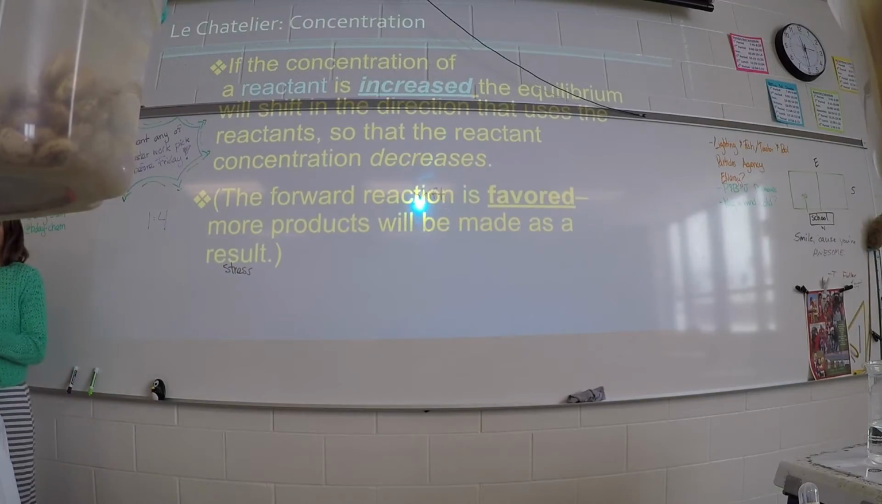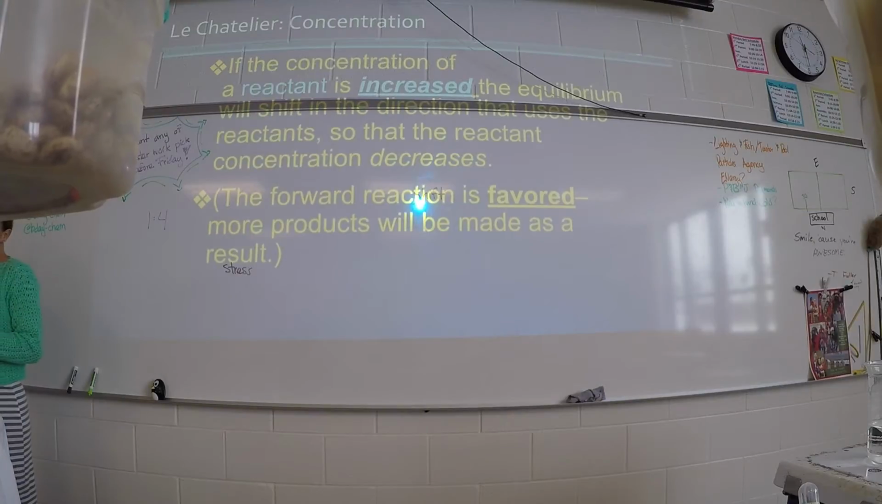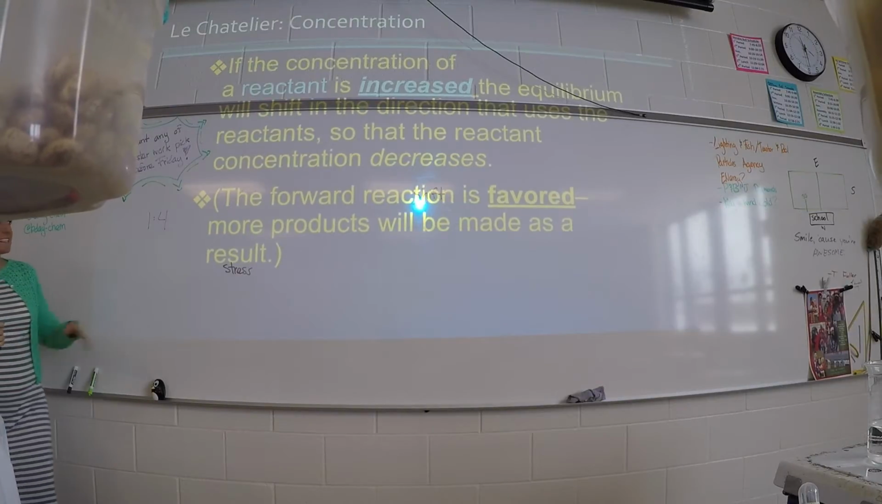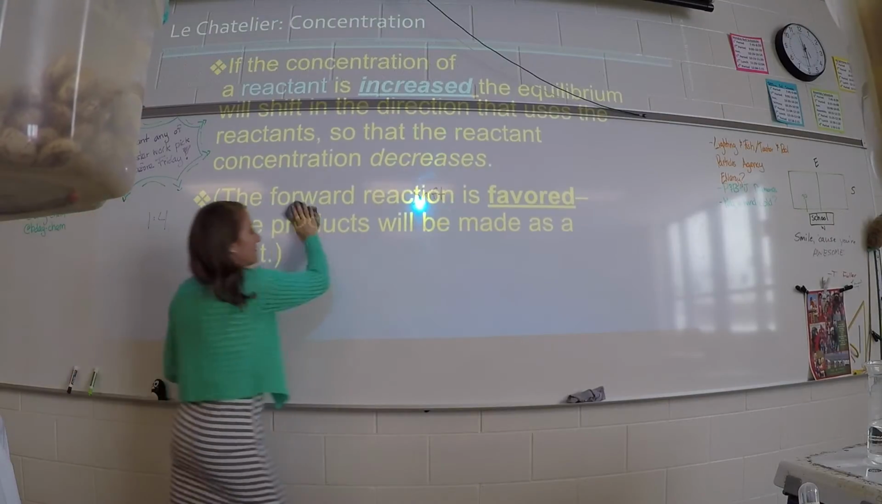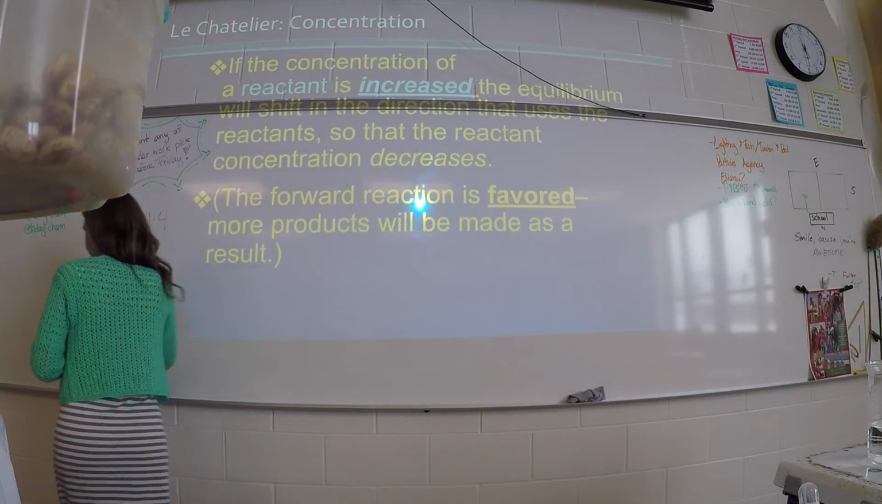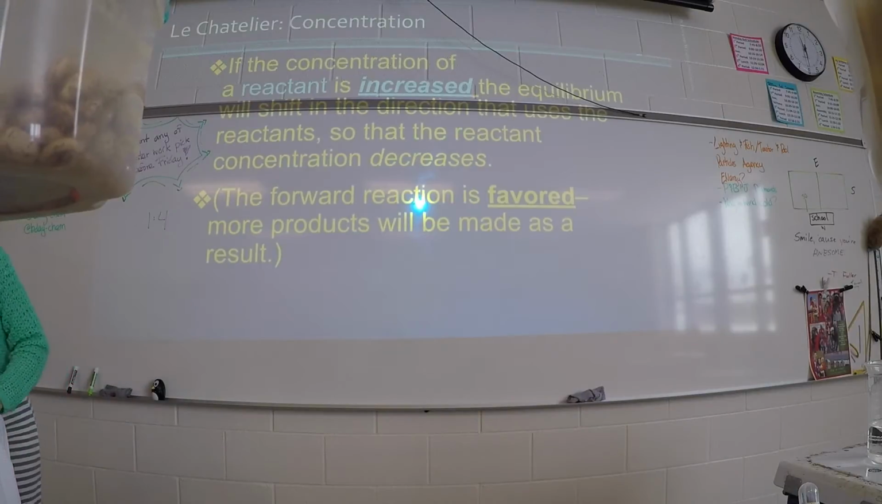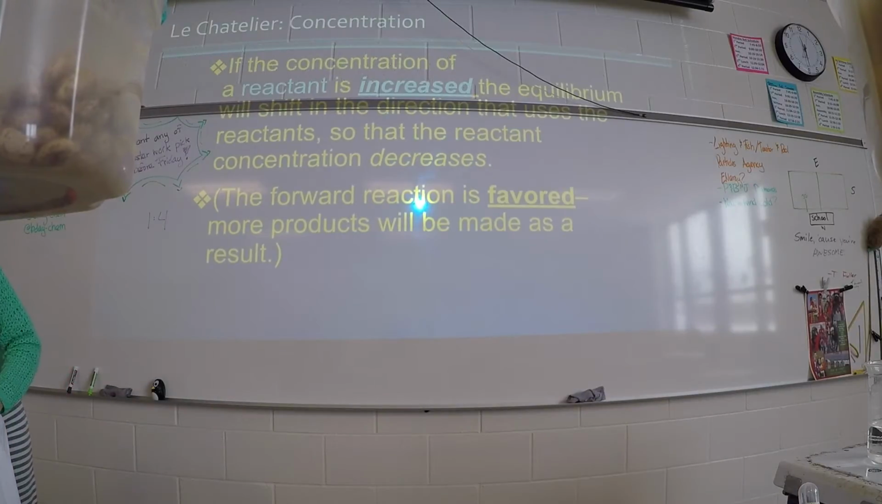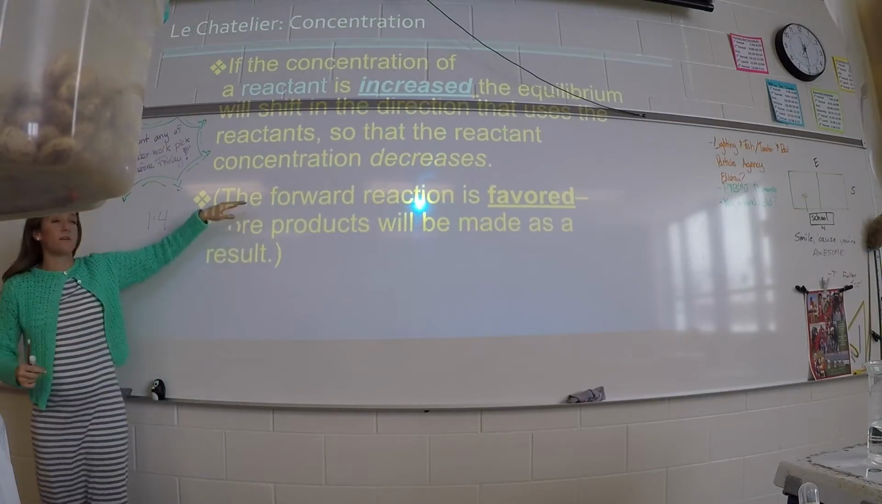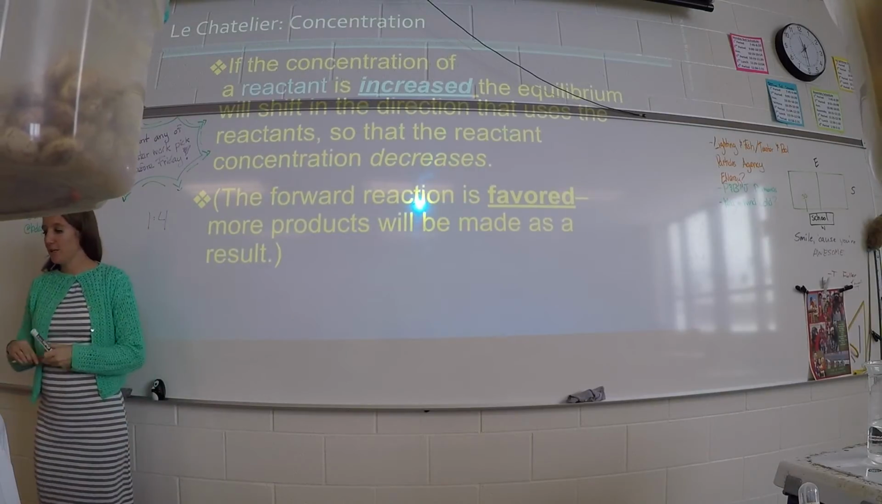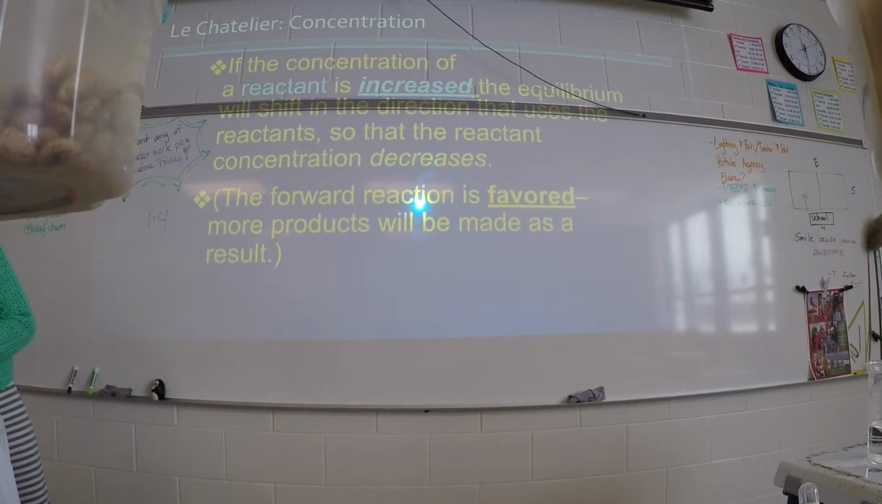Okay, so another way we could say it is that the forward reaction is favored. What that means is that more products are being made. It's just another way of saying it. So we can say that it's shifting to the products, that it's shifting to the right, or that the forward reaction is favored.